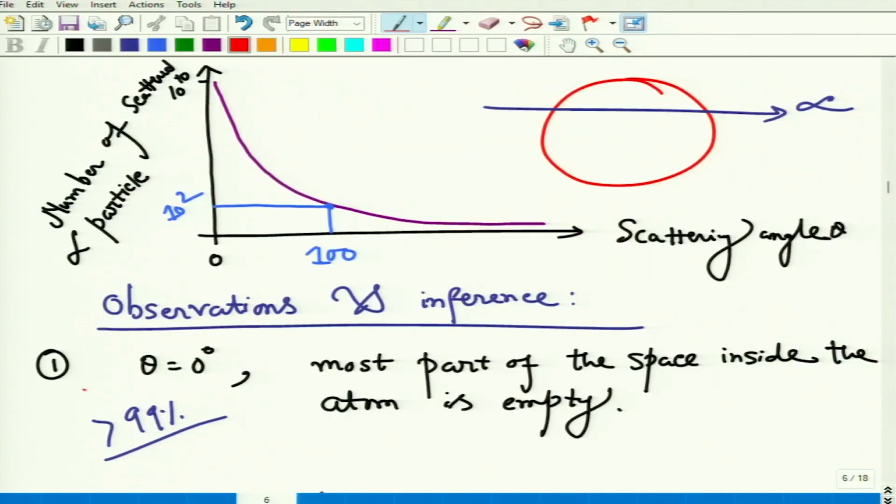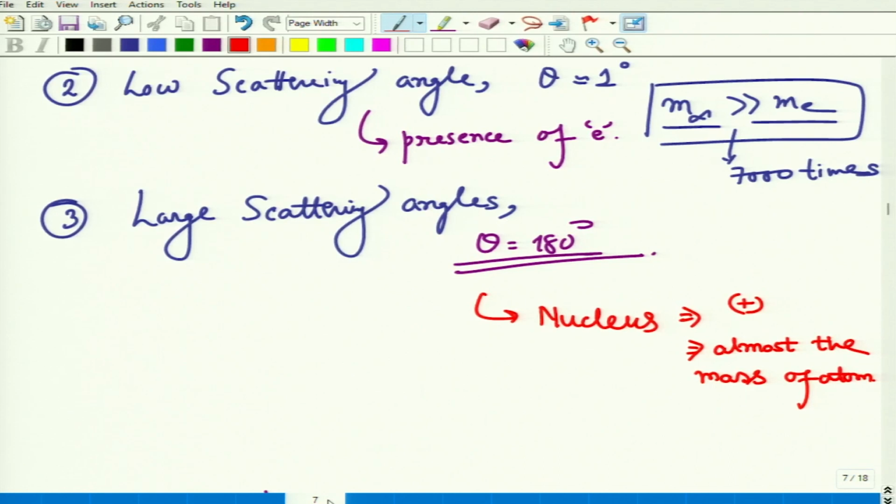From the previous observation, it was evident that most of the space inside the atom is empty space, with the electrons also present. Now Rutherford says that the overall mass of the atom should be centered at a positively charged point, and that is called the nucleus. This was Rutherford's justification of this observation. He said these results confirm the presence of the nucleus.